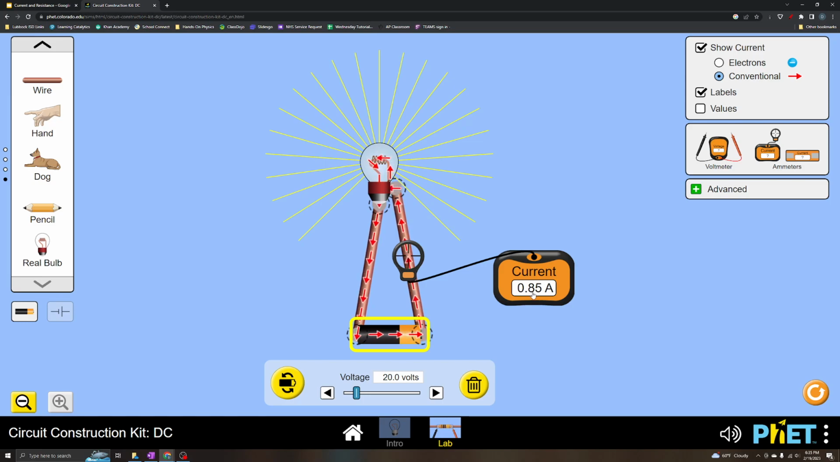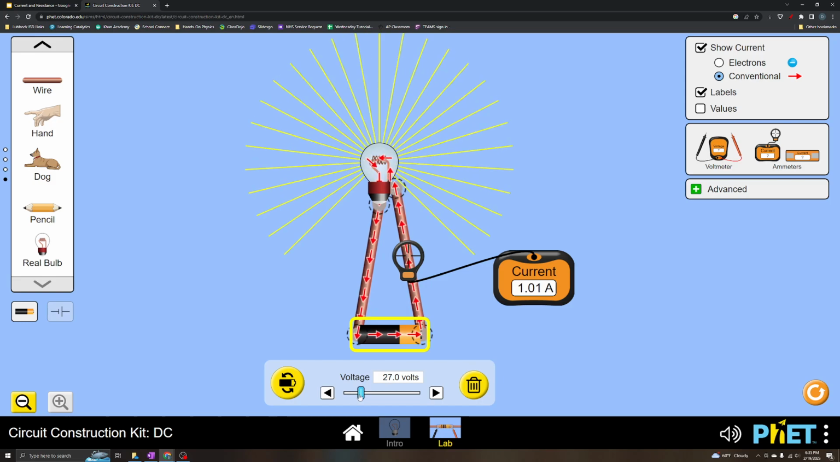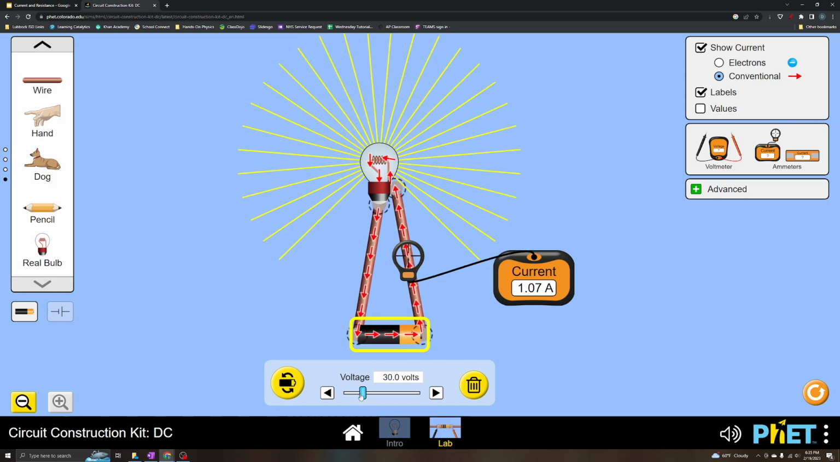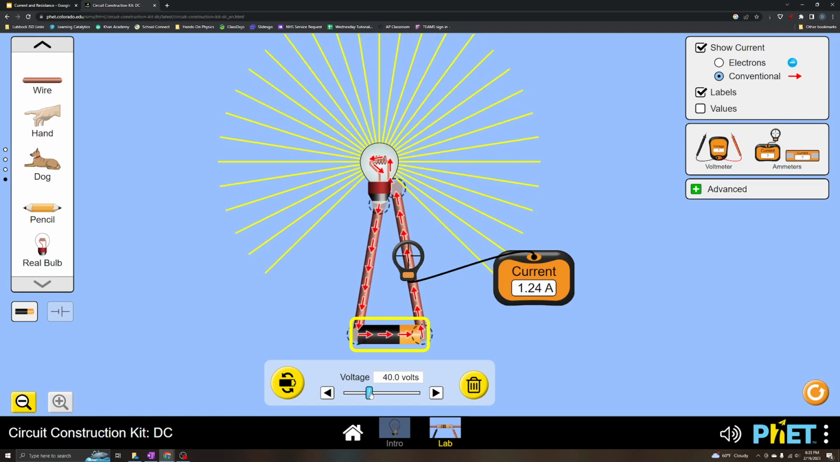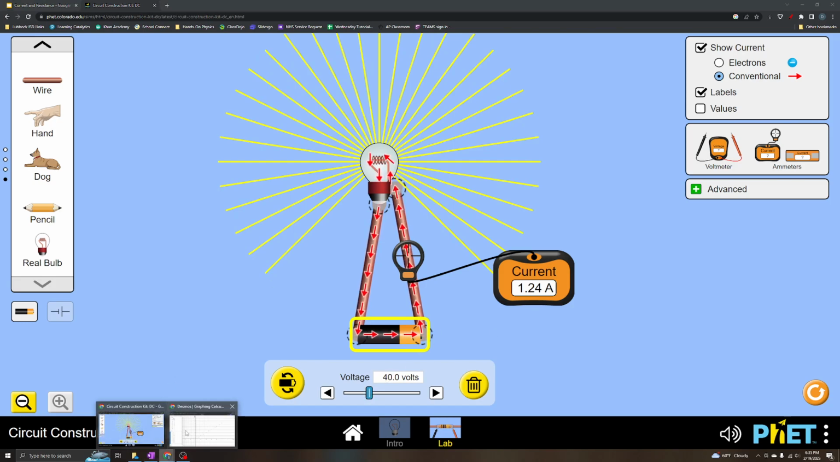So that doesn't seem linear, but maybe it's just linear in a different way. I don't know. Let's see what happens when I go to 30. Okay, it actually went down even less than it did the first time. And then up to 40, it went up less than the first time once again. And so I've made a graph of this behavior as well, so you could see that.